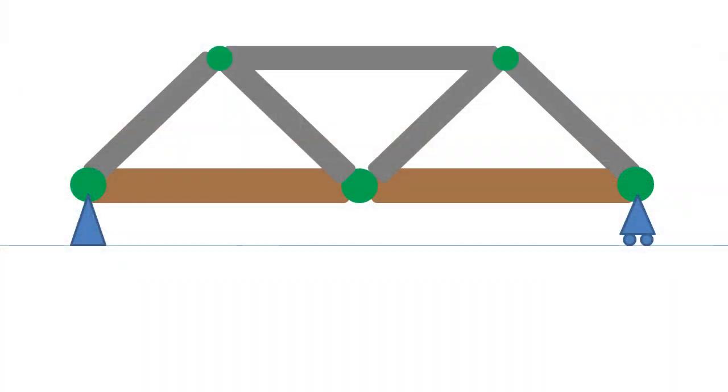Let's consider some simple trusses. To simplify the analysis, we assume that all members of a truss are straight with no weight, and the loads are only applied at the joints.